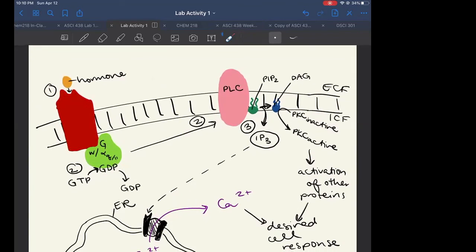And that is a brief overview of G protein coupled receptors and what they are, what they do, and the significance and differences between some of their subunits.